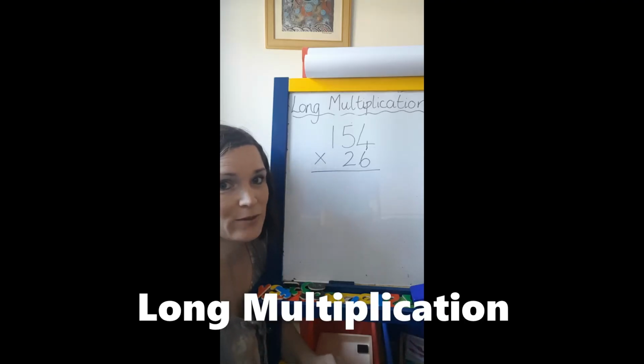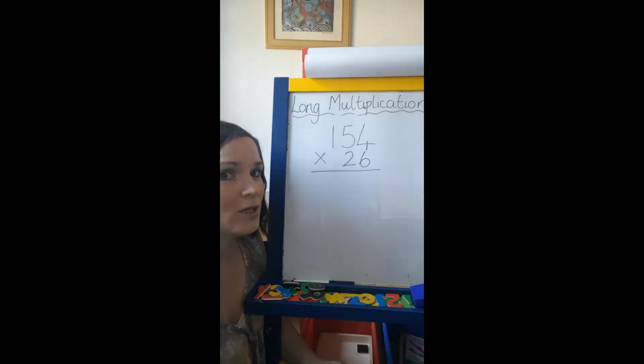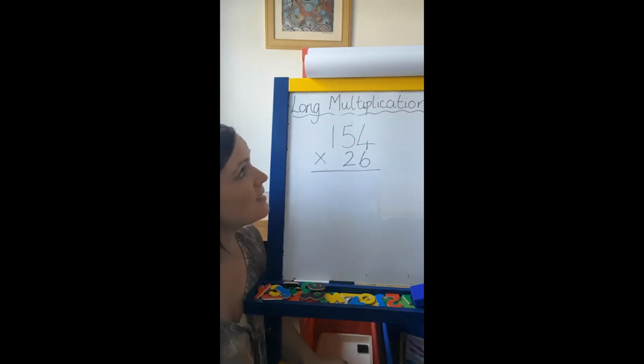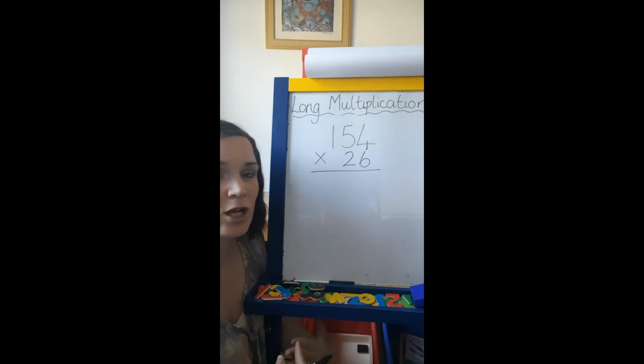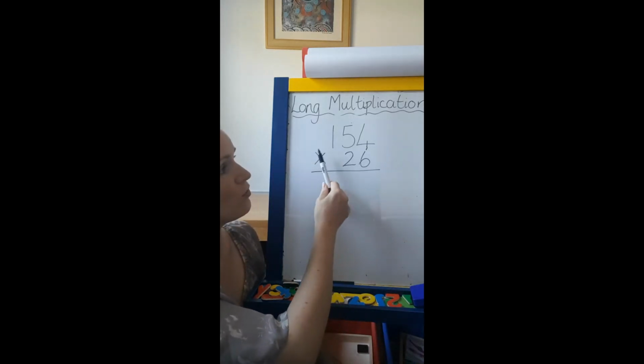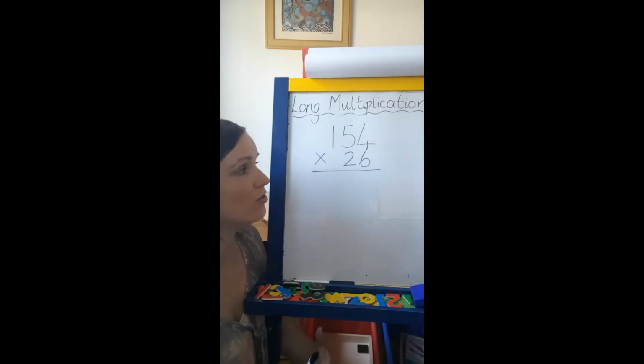by step how to do a long multiplication question. So here's one example, 154 times 26. The best way to think of this is that you're multiplying 154 by 6 and you're multiplying 154 by 20, and then we're going to add those two answers back together.